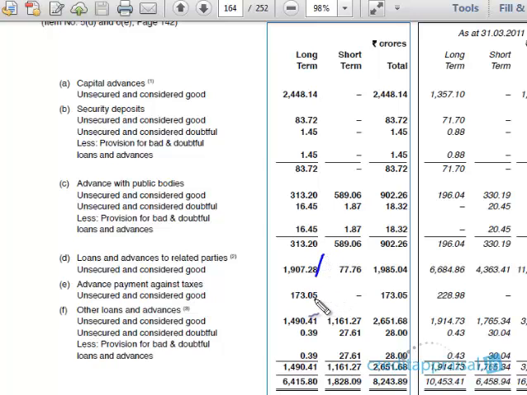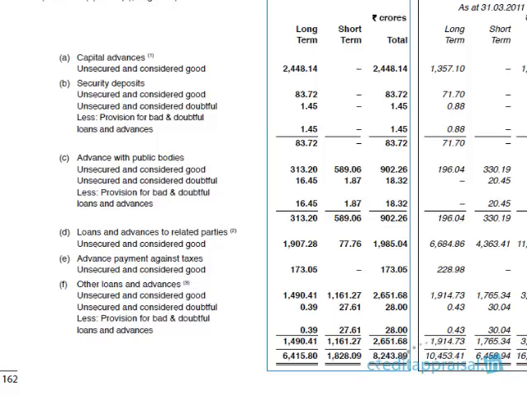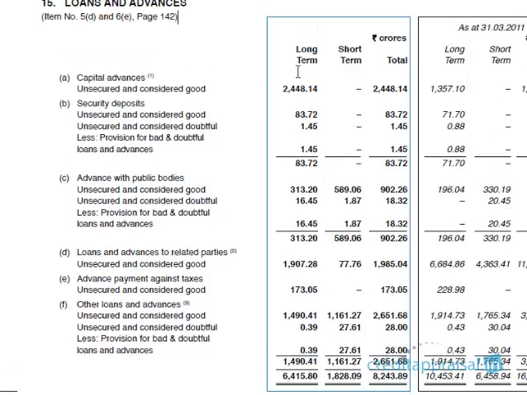Then advance payment against tax, 173. Usually we'll put it under current asset, but because the company has specifically given it under non-current asset, I'm going to put it under other non-current asset, 173.05. Loans and advances under long term is given, so that's why I put it under non-current asset. But if this information is not given, usually advance payment for tax you put under other current asset as advance tax, or do the netting with the provision for tax under current liabilities.